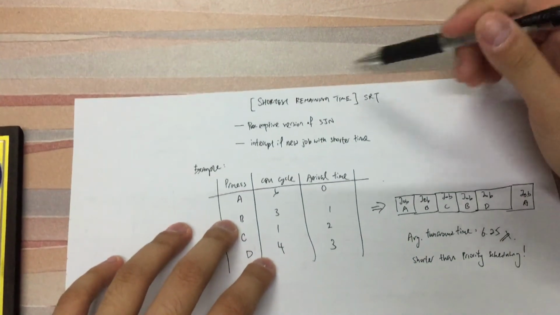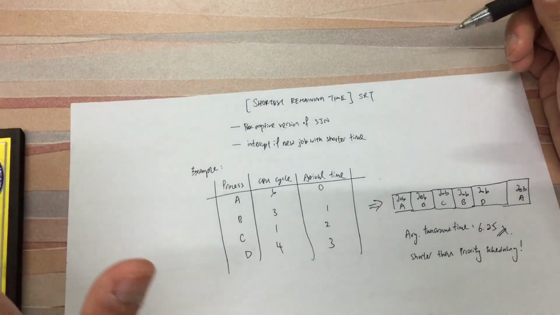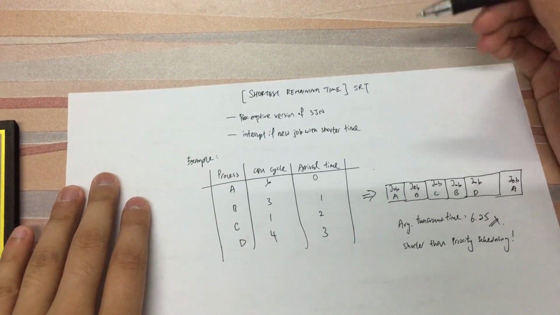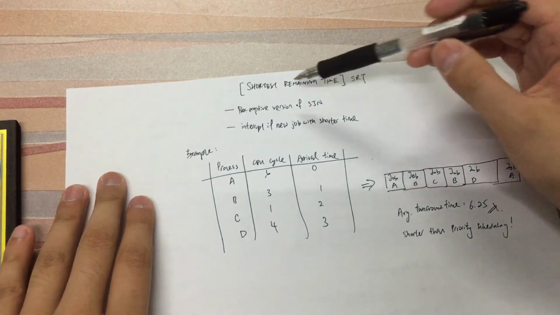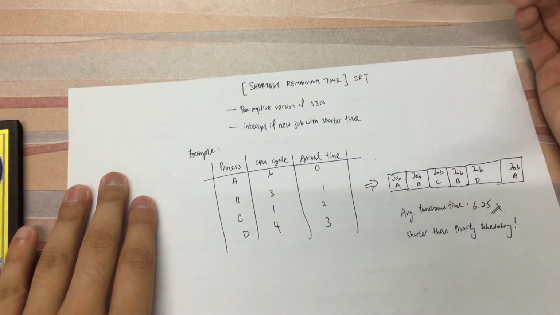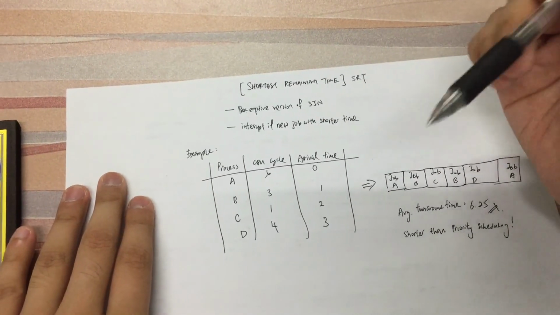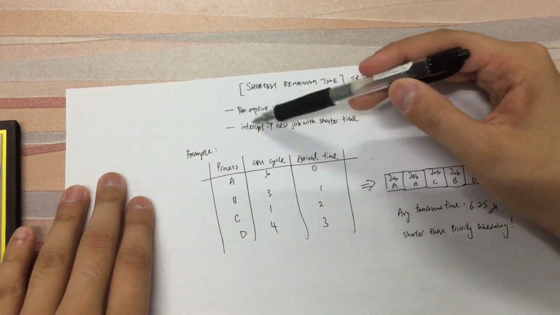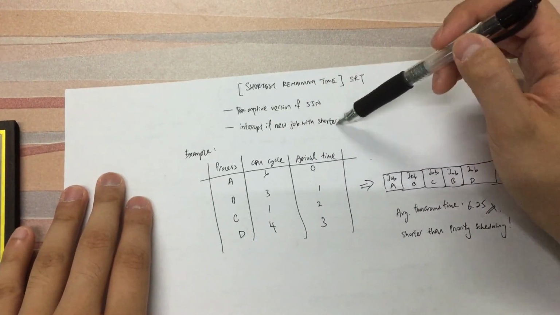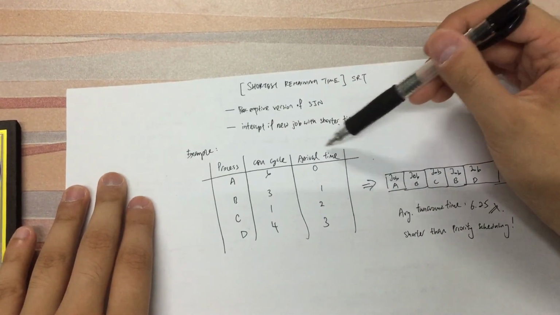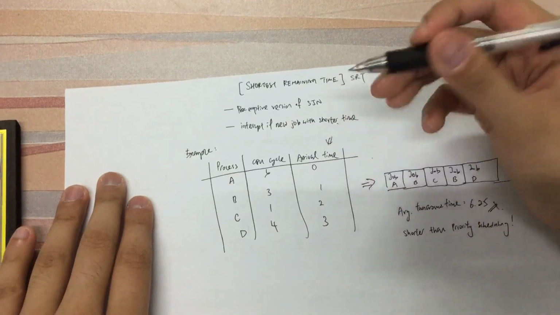So let's get to the next topic, which is the shortest remaining time, SRT. SRT is quite famous in many computing systems. SRT is sort of like SJN, shortest job next, but it's the preemptive version because it can be interrupted if a new job comes in with a shorter time, which means there will be an arrival time. You see that? It's the arrival time, there's a new job.